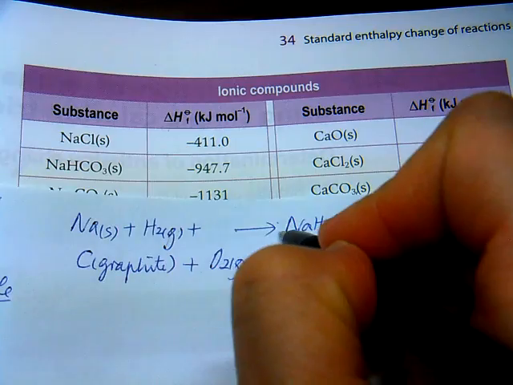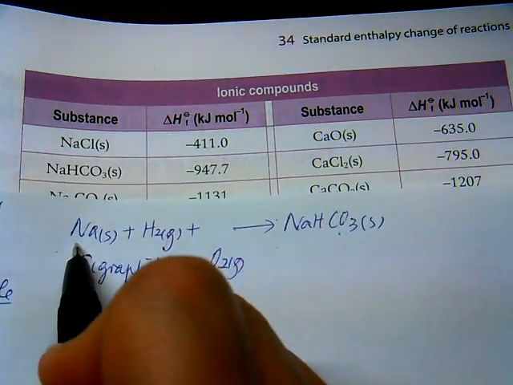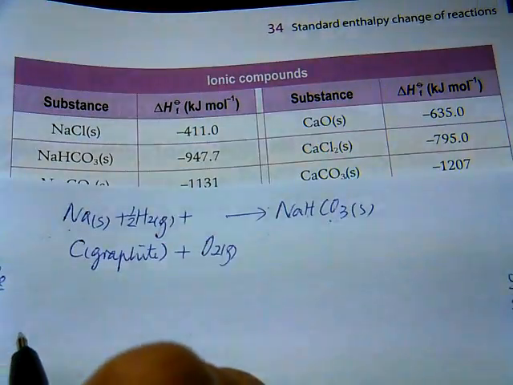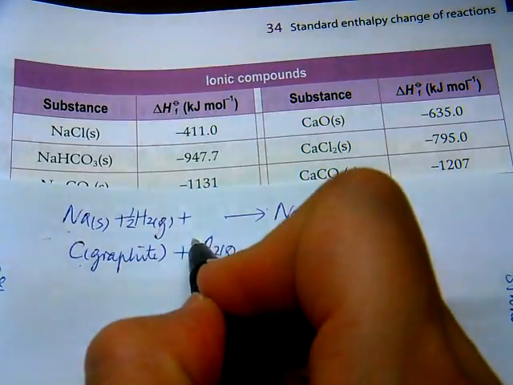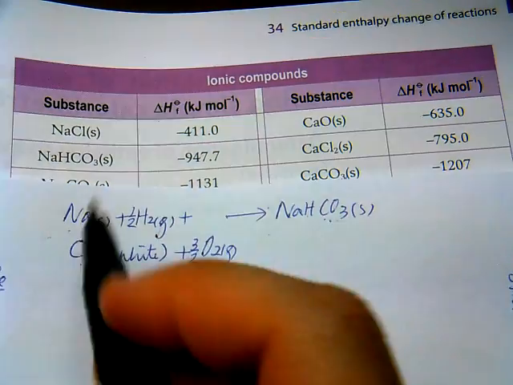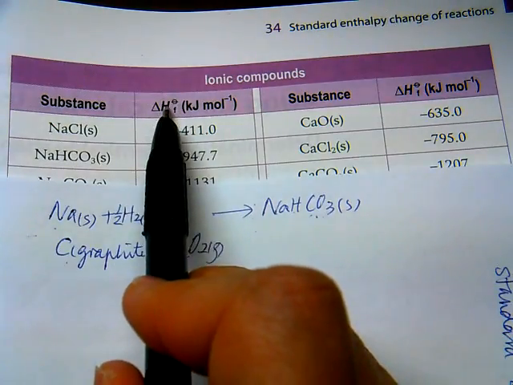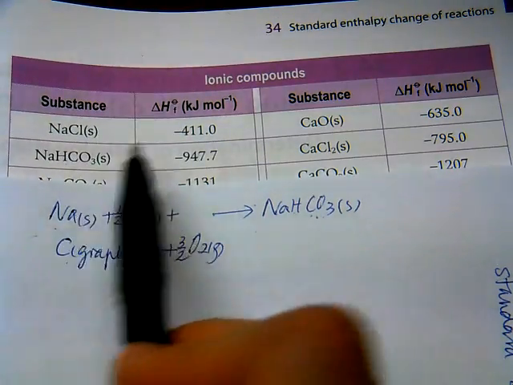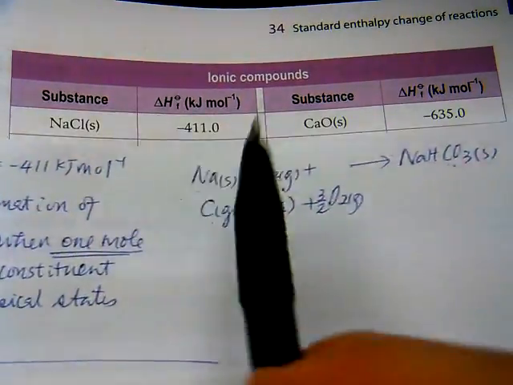Now, how to balance this equation? We need to keep 1 before the substance. So that we need 1 Na, 1 H, so I need to put half before H2, 1 carbon, and 3 oxygen. Therefore, I need to put 3/2 before O2. This is the equation for the standard enthalpy change of formation of sodium hydrogen carbonate. Now I repeat the paragraph. I'm not going to put it down.